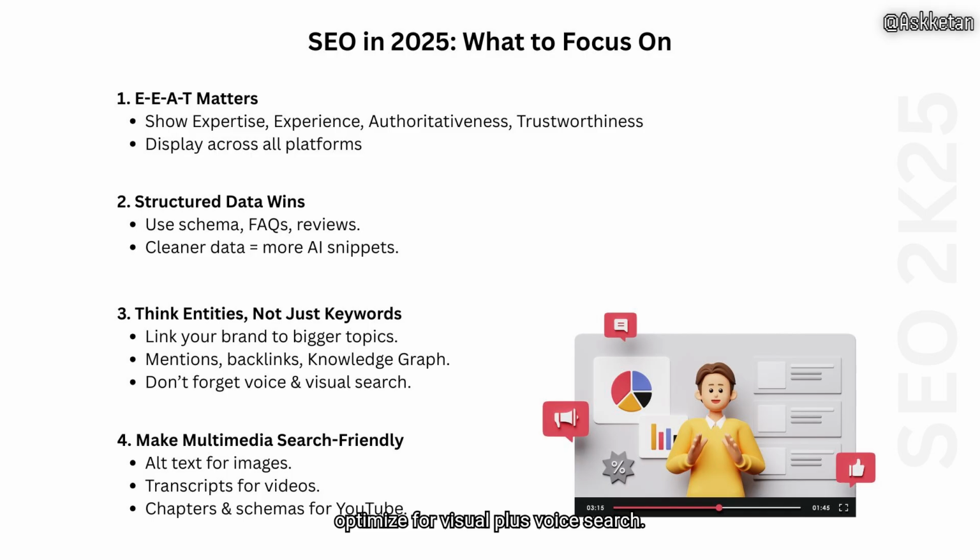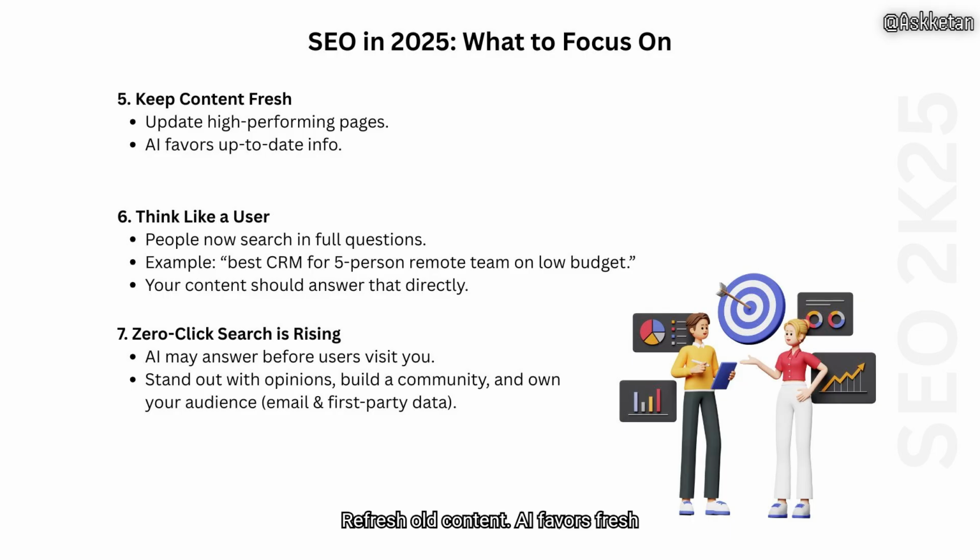Optimize for visual plus voice search. Use alt text, video transcripts, YouTube chapters, and schemas. AI models like Gemini and MUM are always watching you. Refresh old content. AI favors fresh, accurate info. Regularly update your top performing pages. Think like a user. Users now search like they're chatting, like "best CRM for five person remote team with low budget." Create content that answers specific questions.